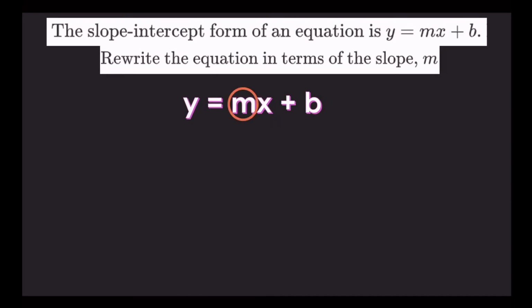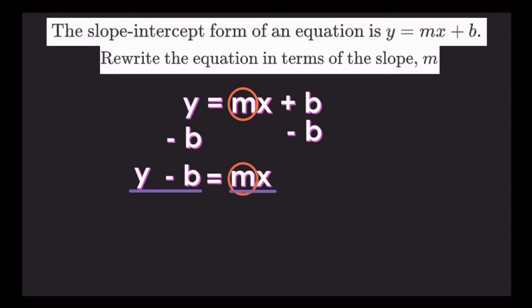Okay, let's see how we did. We're getting m by itself, so let's circle m. I can't touch the x yet because that's multiplication. So the multiplication and division, the last thing I do. So I'm going to subtract b from both sides. What happens is I get y minus b equals mx. So I need to isolate m by dividing both sides by x. So that leaves me with m equals y minus b over x.